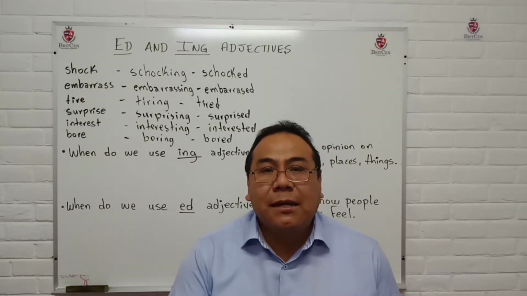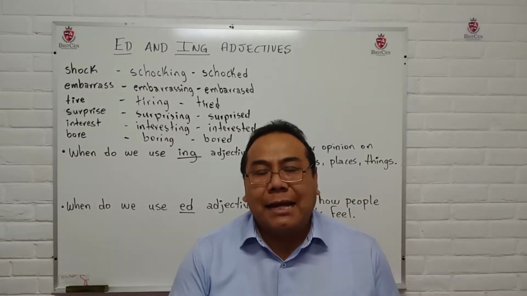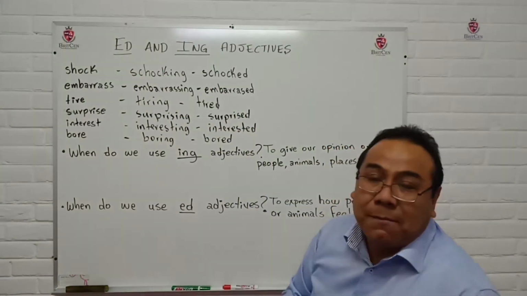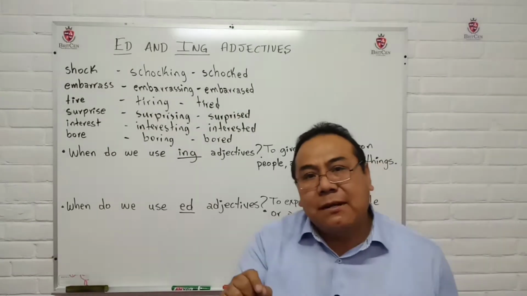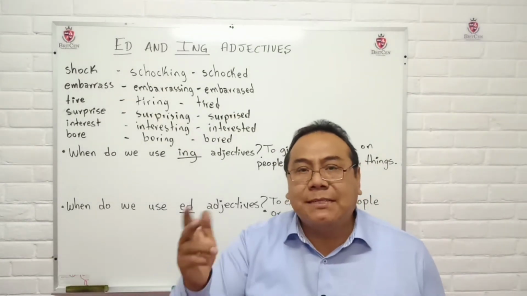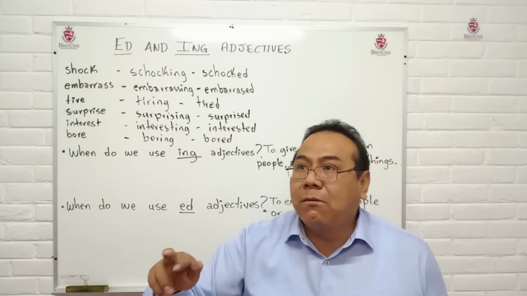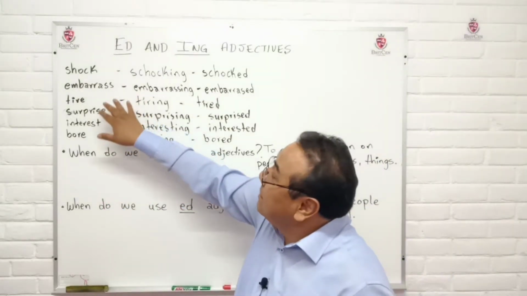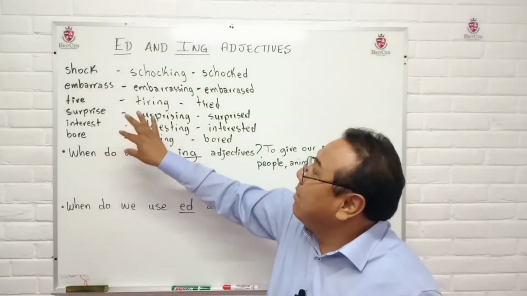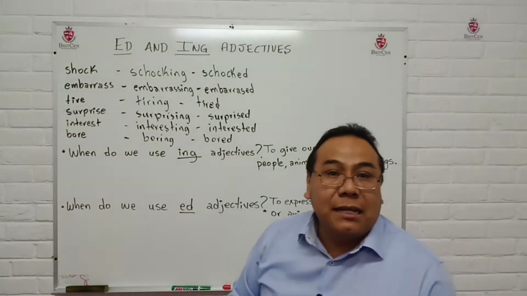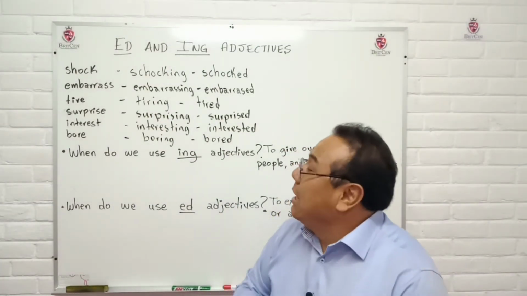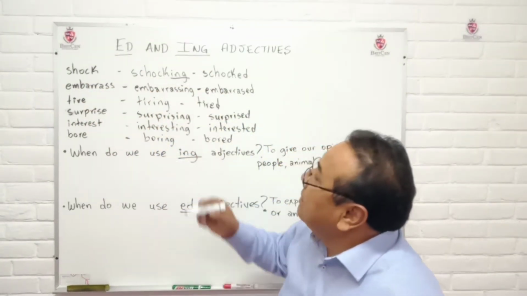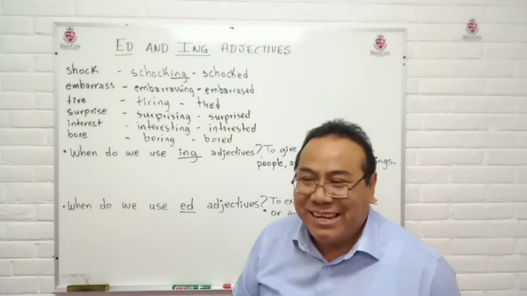And the lesson of today focuses on a lexical item, which is the ed and ing adjectives. From certain verbs, we can add suffixes to make them adjectives, nouns, or even adverbs. From these verbs, the ones on the left, we're going to derive the ed and ing adjectives. Shock. Shock is a verb, and by adding ing, we can say shocking. This is the ing adjective.